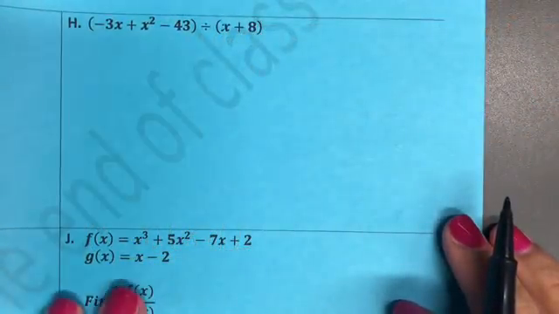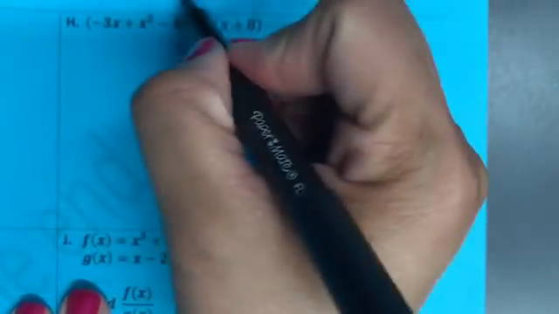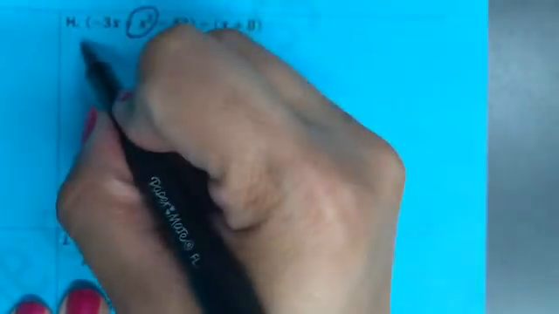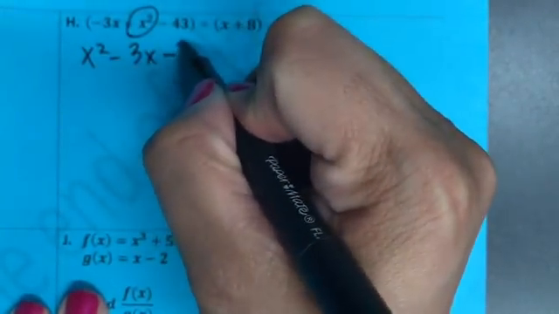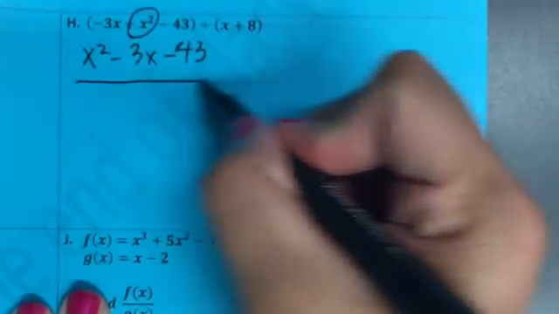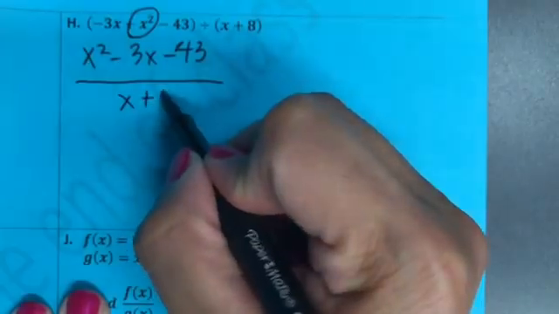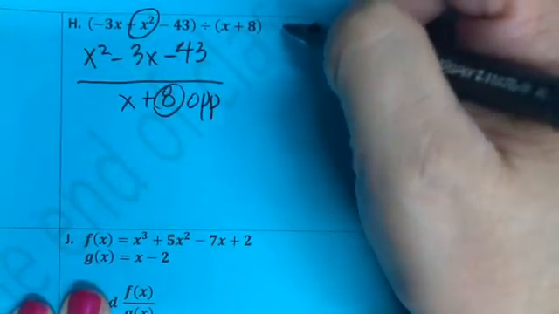Okay, let's look at h, and let's go ahead and set it up as a rational expression. But the first thing you want to look for is descending order. So this is out of order. So it would be x squared minus 3x minus 43. And then it'd be divided by x plus 8. I always want the opposite. Let's go ahead and set this up.